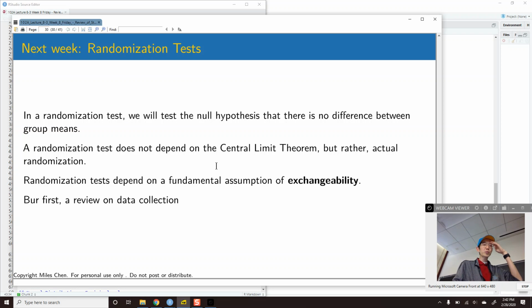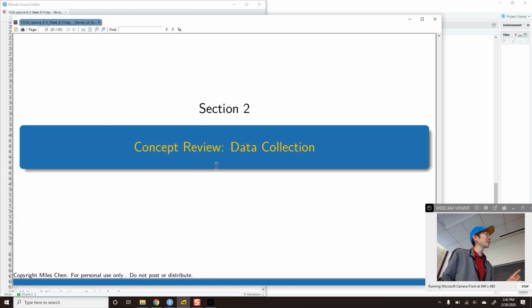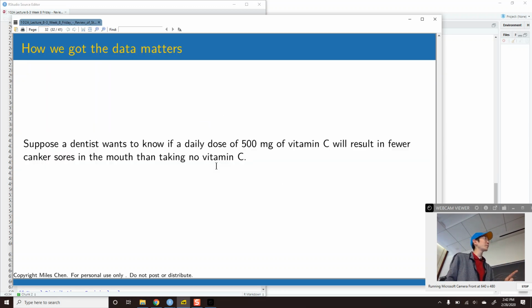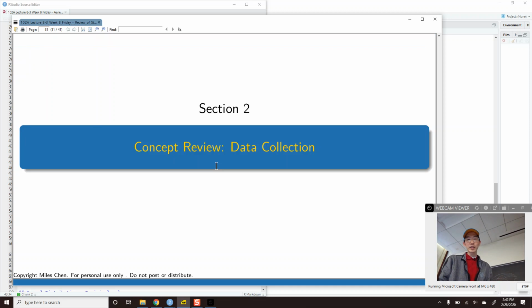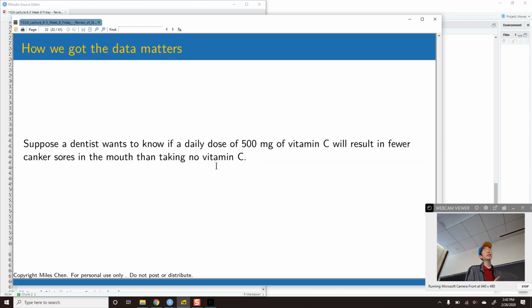In randomization tests, we're going to start with the null hypothesis that there's no difference between the two groups, and they're going to rely on something called exchangeability, and we'll get into that. But before we do, I just want to review a little bit about data collection. How we obtained data will have implications for what kind of conclusions we can make.